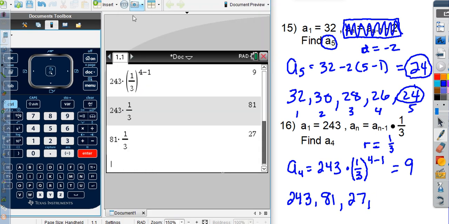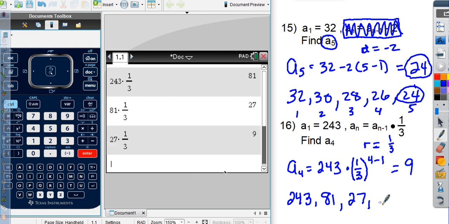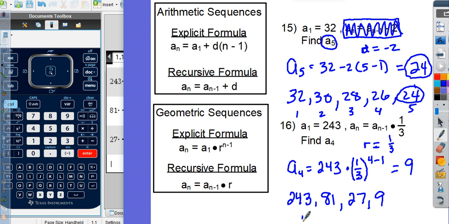And you remember that we were saying that this is the same as dividing by 3, so you might be seeing that. But like I said, if you don't, just keep multiplying by 1/3. And this is our fourth one. We got 9: 1, 2, 3, 4. 9 is our answer.